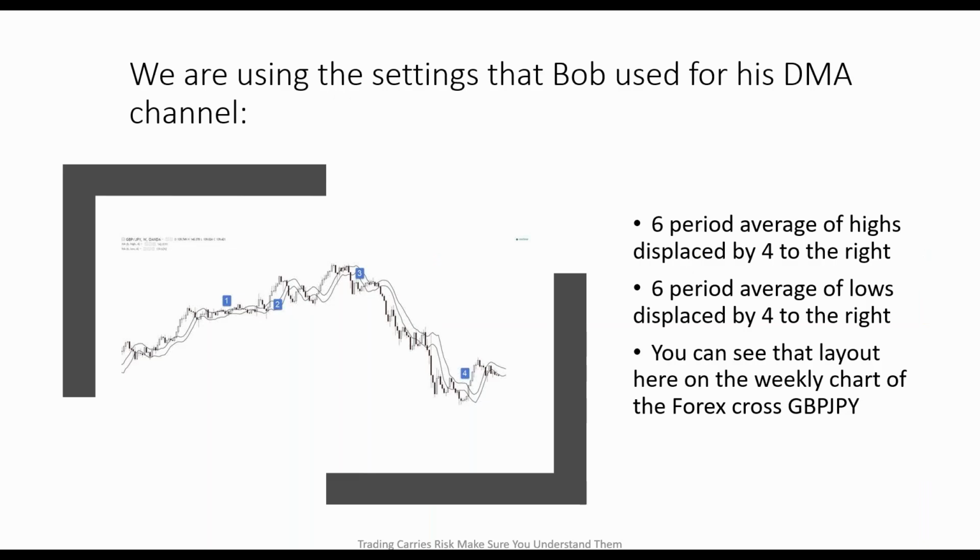So we are using the settings that Bob used for his DMA channel. The other thing is you can set a channel by using a 6-period high displaced to the right and a 6-period low displaced to the right, and build a channel. Okay, and we could say that above the displaced moving average would be a buy, below the longer period displaced moving average is a sell, and in between is no man's zone.